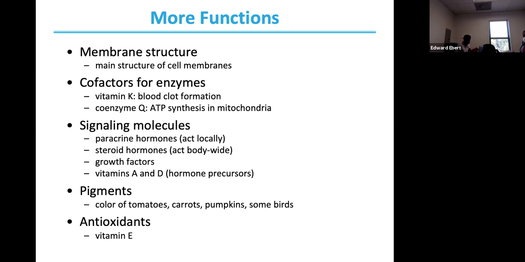But you can overdose on which vitamins? Anybody remember? A, D, E, K. So vitamins A, D, E, and K are lipid-derived vitamins. So they'll actually accumulate in the adipocytes, and you can overdose on those.